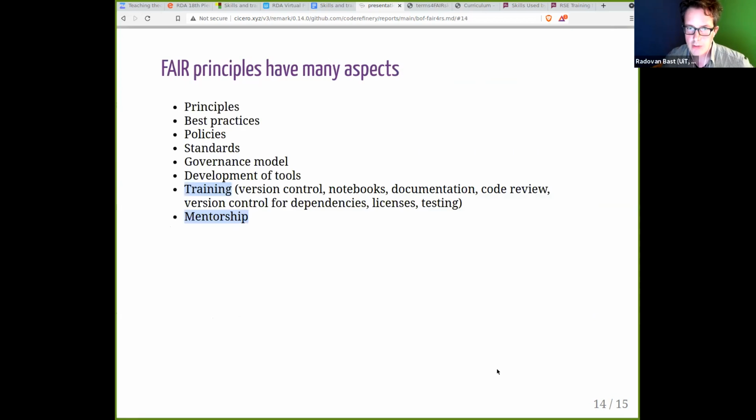Okay, final two slides. FAIR principles have many aspects, and all of them are important. There are principles and there are best practices and policies and standards and governance models, development of tools, and maybe I'm missing even some aspects. And it's so nice that we can now meet and discuss these different aspects. I have highlighted here training and mentorship because I think this is the place where our project can contribute. And it will be fun to later discuss how we can connect.